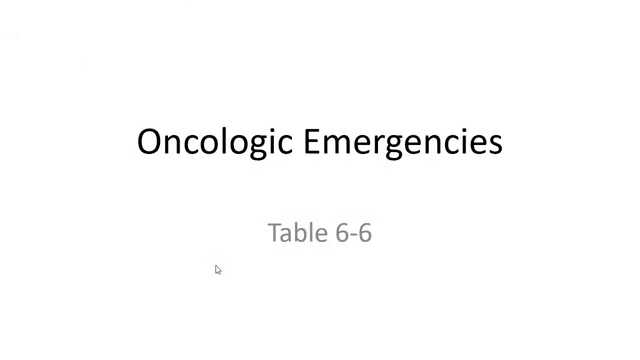So let's move on to oncologic emergencies. There is a table in Chapter 6 of your Honan textbook, Table 6-6, that lists all of the oncologic emergencies and what caused them and what signs and symptoms are related to them. So we'll have a brief discussion of that, and one of your assignments for this semester is to do those clinical judgment maps for all of these oncologic emergencies.